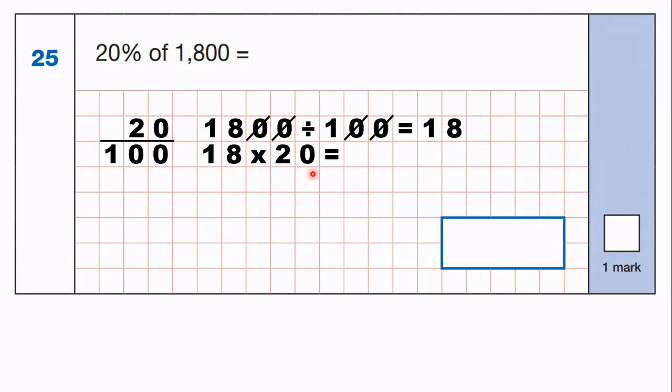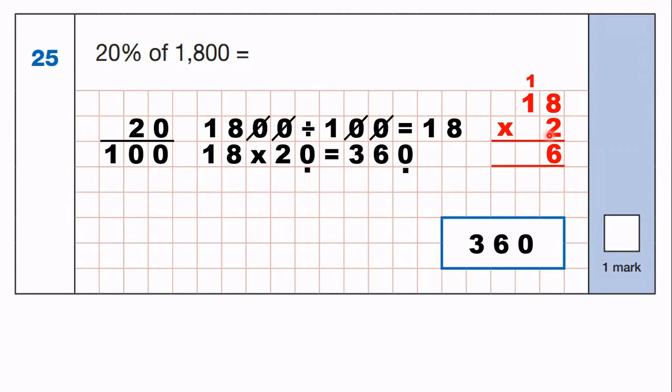18 times 20 is 360. Because 18 times 2 is 36, then if we have one end zero in our multiplication question, we need one end zero in our answer. So 20% of 1,800 is 360. And here, if we couldn't work out 18 times 2 mentally, we could have used column multiplication. 8 times 2 is 16, so 1, 6. And 1 times 2 is 2, plus 1 is 3.